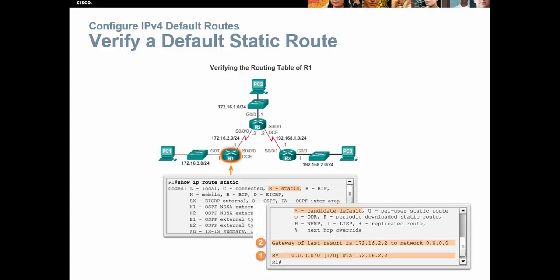Then we can verify this default static route. You see I did show IP route static. The S's are for your static routes, and it shows you that the quad 0 is leaving via 172.16.2.2.